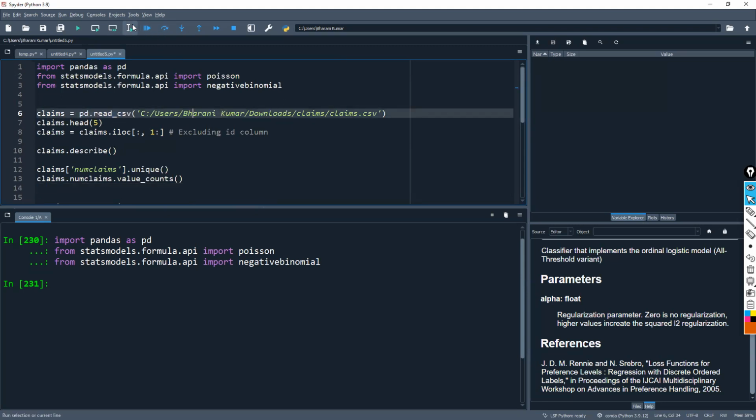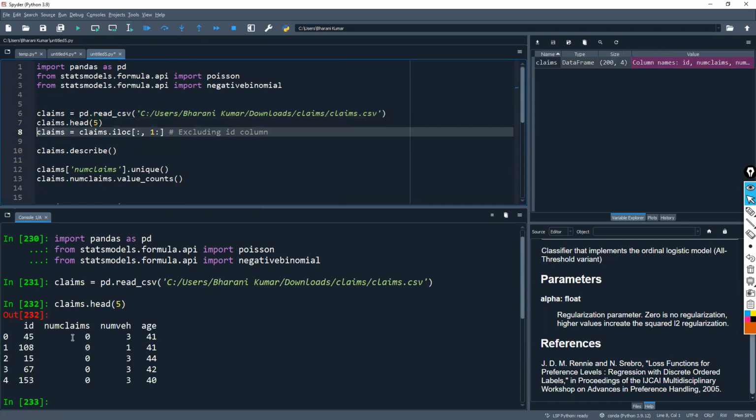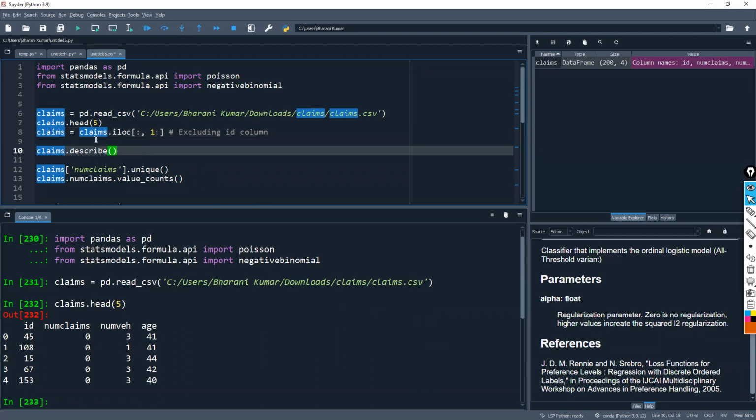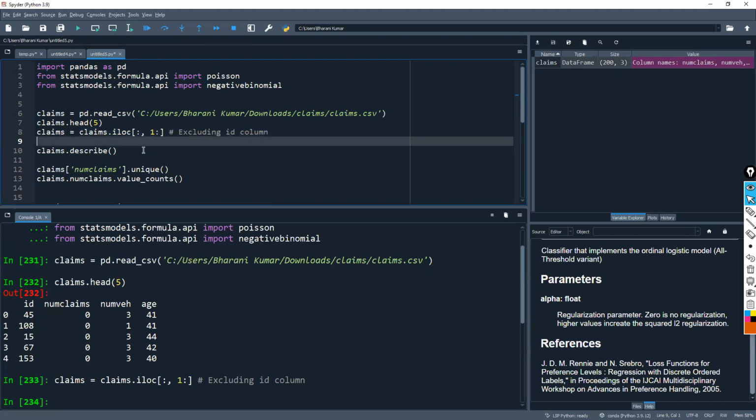So pandas.read_csv, you read the file and you load it into claims. And when you say claims.head of file, you see that you have number of claims, number of vehicles, age, etc. If you feel that the insurance ID number, application ID number doesn't matter, you exclude that and go to all the other rows and columns from 1 until end, and store it in claims.